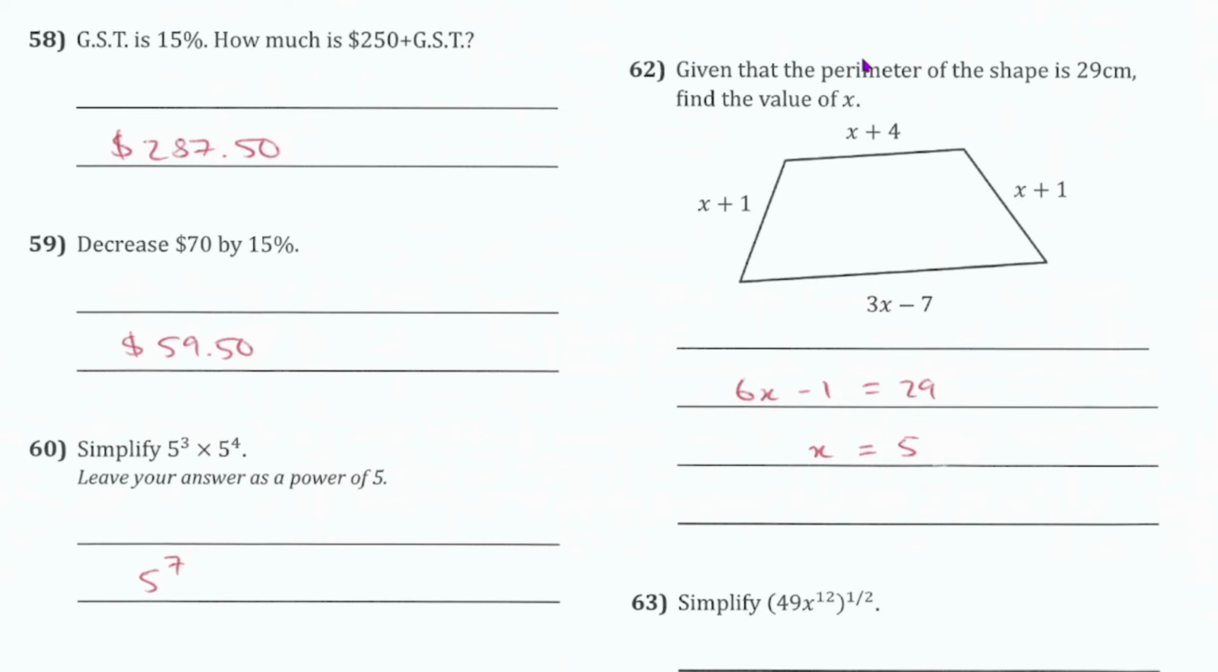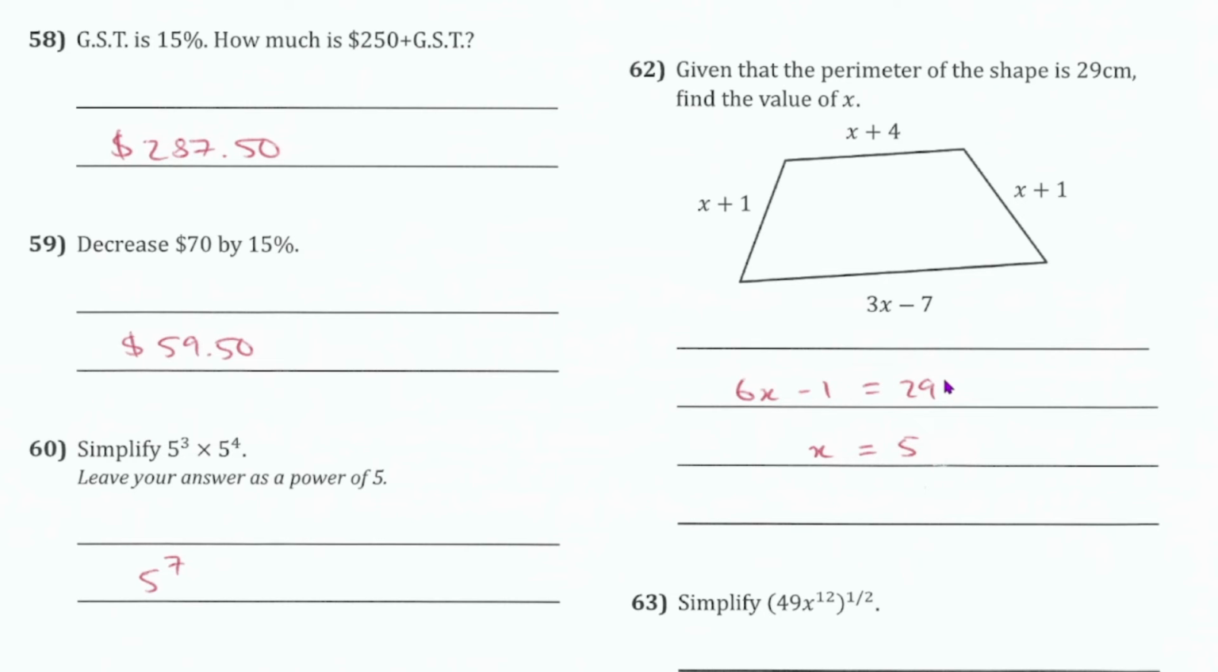Last thing here. Given the perimeter of the shape is 29 centimeters, find the value of x. Well, the perimeter is going to be this, plus this, plus this, plus this. When you add all the x's together, you get 1x, 2x, 3x's, 6 x's. When you add the numbers, you get 1, 4 is 5, plus 1 is 6, minus 7 is minus 1. So these 4 add to make 6x minus 1, and you know that that's equal to 29.